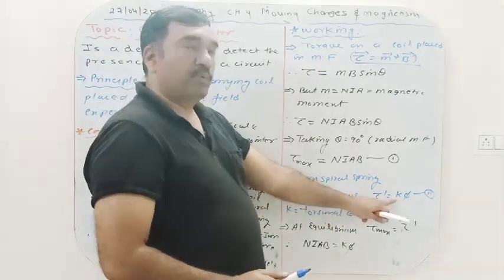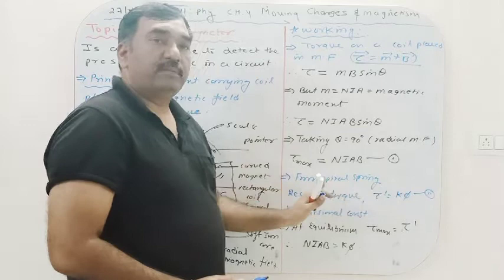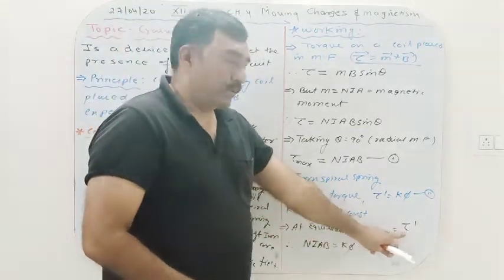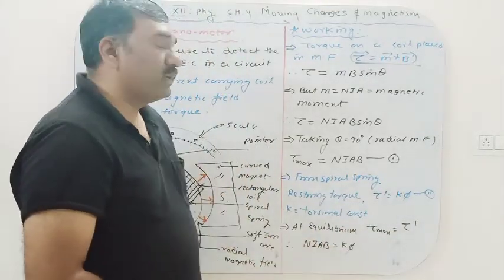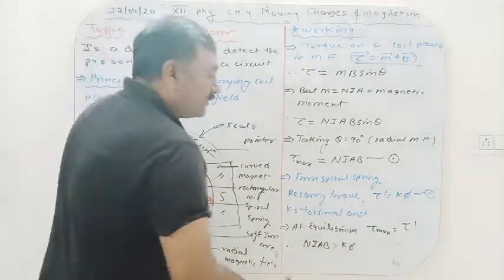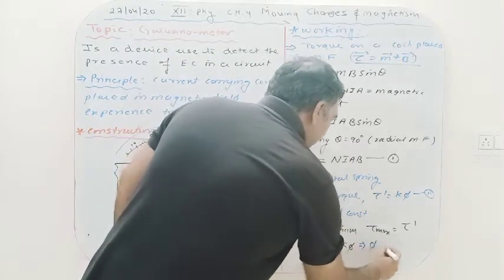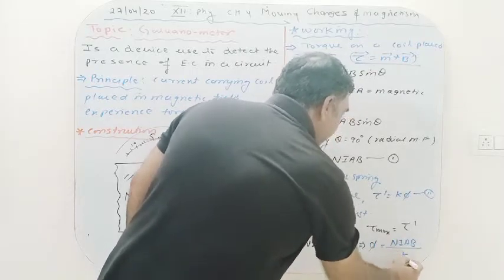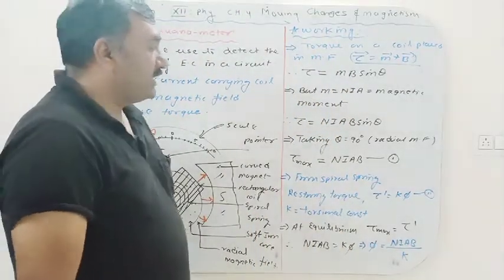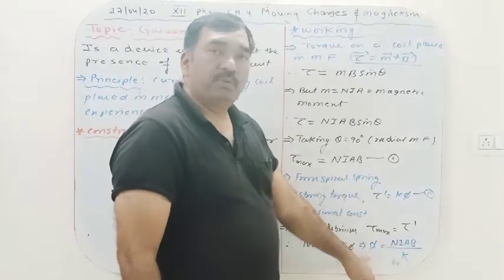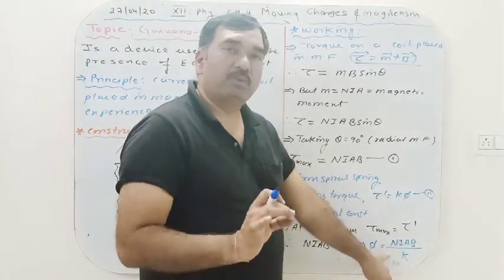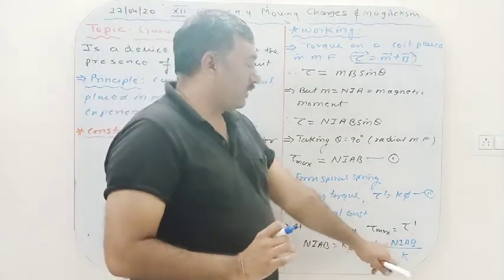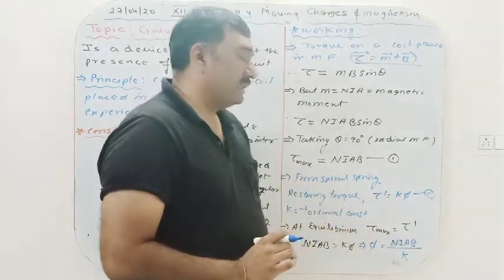So tau dash is equal to K phi. When tau dash and tau maximum become equal, at equilibrium tau max is equal to tau dash. At that time NIAB is equal to K phi. And the deflection which is produced, phi, is equal to NIAB divided by K. So this is the expression. This shows that the deflection produced in the coil is directly proportional to the electric current passing through it.